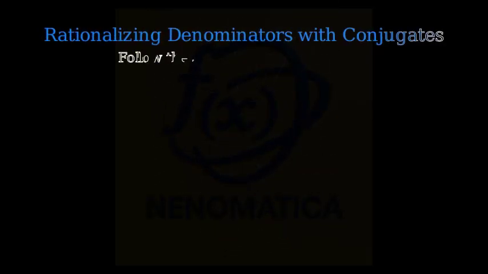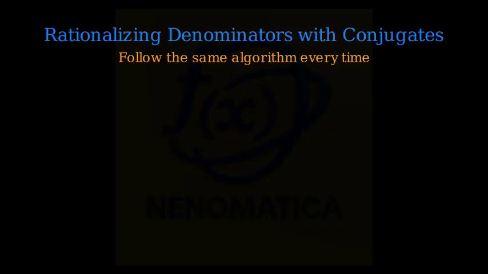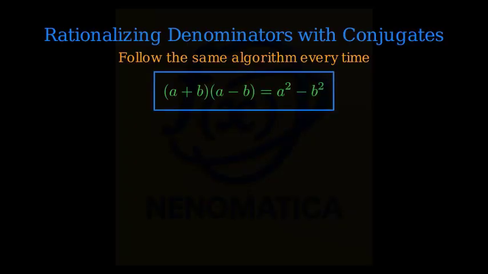In this lesson, we will rationalize denominators using conjugates. We will follow a clear step-by-step algorithm on 2 examples. The key idea is the difference of squares. When you multiply a plus b by a minus b, the cross terms cancel, and you get a squared minus b squared. This is why multiplying by the conjugate removes square roots from the denominator.